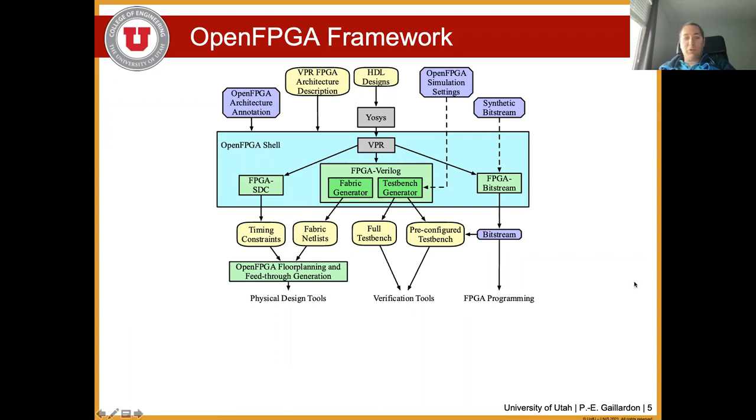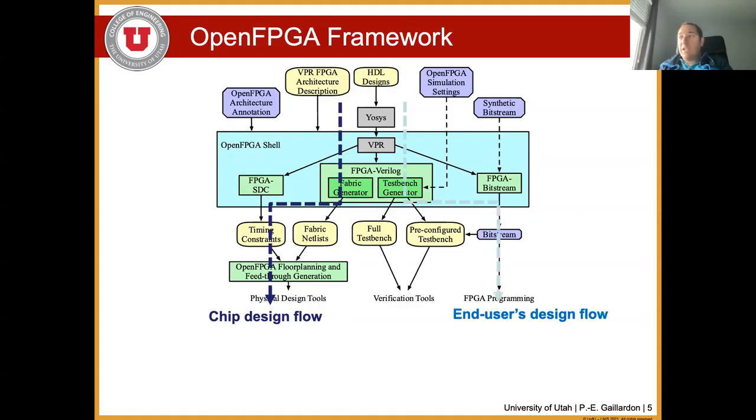And finally, the bitstream. So if you look at this complex flow, we have two different branches that separate. The first one is about the chip design flow. So OpenFPGA is used to automate the manufacturing of an FPGA fabric, design of your fabric, implementation of your FPGA chip. And at the same time, we use the same framework to generate the end user design flow so we can distribute your chip and your tools to implement a bitstream to that fabric. And so we support both of that under the same software umbrella.